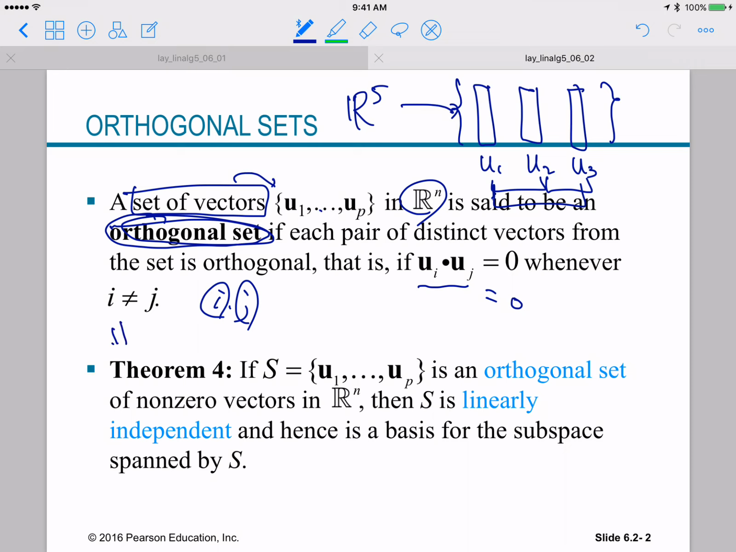So this is the next theorem that we see here. An orthogonal set is automatically a linearly independent set. This is our intuition that we discussed last time. Basically, orthogonality is a much stricter condition than linear independence, right?